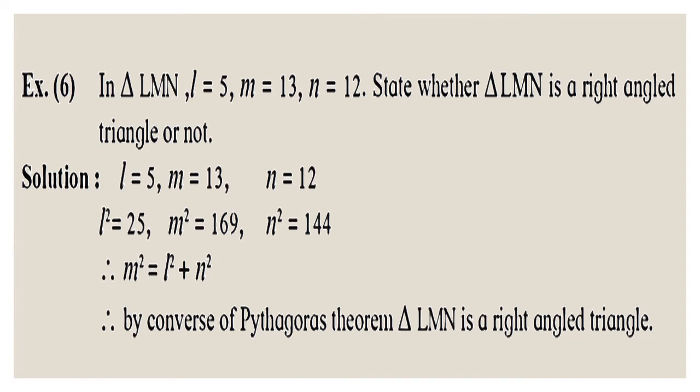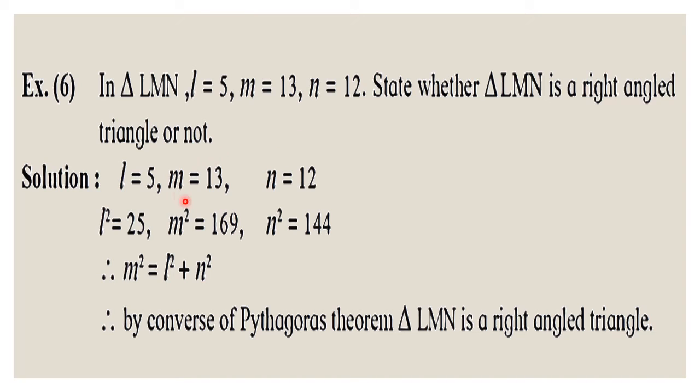Okay. So this is the sixth example. In triangle LMN, L is 5, M is 13, N is 12. State whether the triangle is a right angle triangle or not. Now here they have just mentioned the length of three sides of a triangle. We need to check if it is a right angle triangle. So here we will be using the converse of Pythagoras theorem. So just like we check if the three numbers are Pythagorean triplet, follow the same steps.